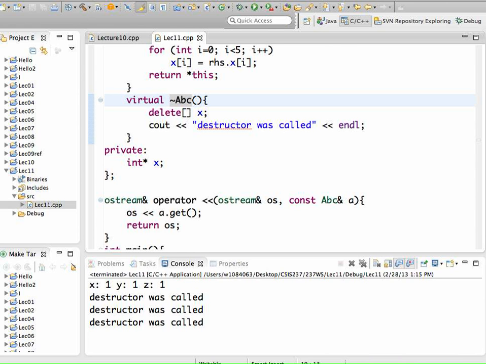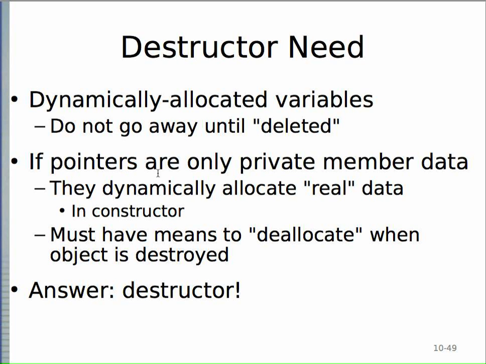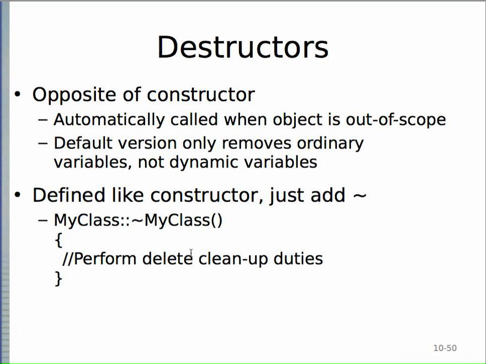Okay, so let's try to finish up this chapter. We need a destructor whenever we have dynamically allocated variables. They don't just go away unless they're deleted, preferably in the destructor. If pointers are private member data, then they allocate real data usually in the constructor, and you must have the means to deallocate them when the object is destroyed, and the way to do that is the destructor. This is the opposite of the constructor. It's automatically called, as we saw. We put in couts, and we saw that those things get printed out when the object goes out of scope.